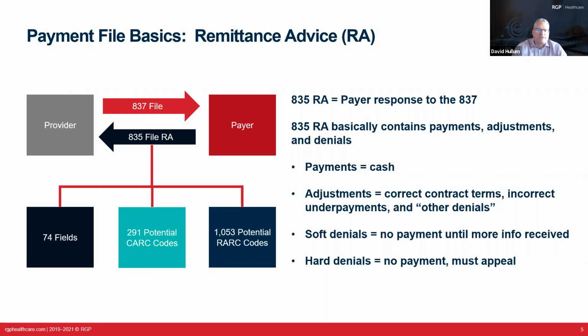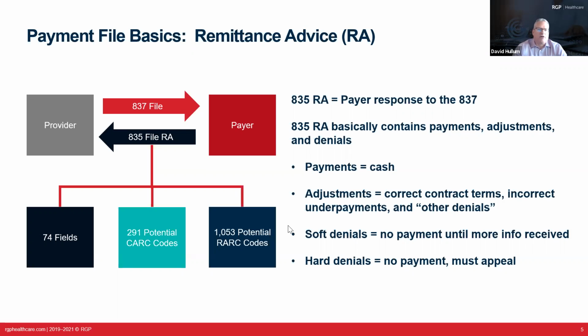Obviously, payments equal cash, and adjustments equal correct contract terms. In other words, you've got a contract, they pay you based on that contract, and they paid you appropriately. So those are correct contract terms. They also contain incorrect contract terms in the form of other payments and other denials that aren't specifically identified as a denial. And then we all know that a soft denial equals no payment until more information is received, and a hard denial equals no payment, and the only way you're going to get paid is to appeal.